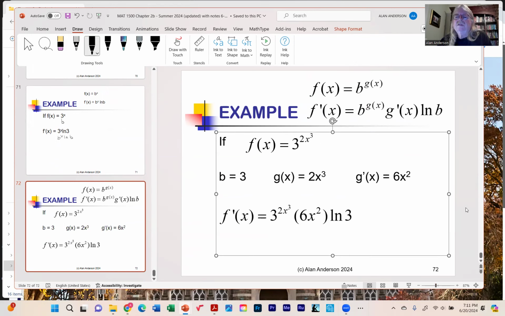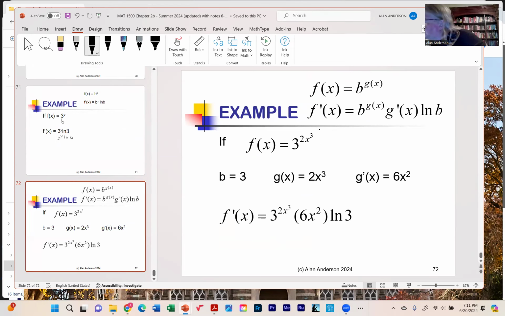All right. So this is how it works. So here's our g of x, and here's our b. And of course, again, based on the power rule, g prime of x would simply be 6x squared. So when we plug these in, we have our b to the g of x. We have g prime of x and ln b.